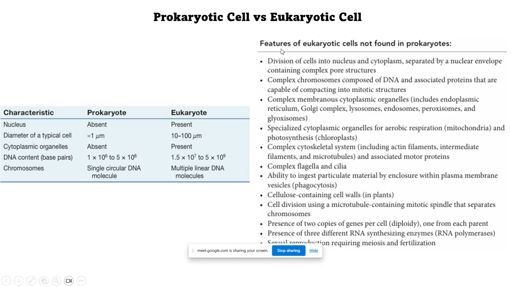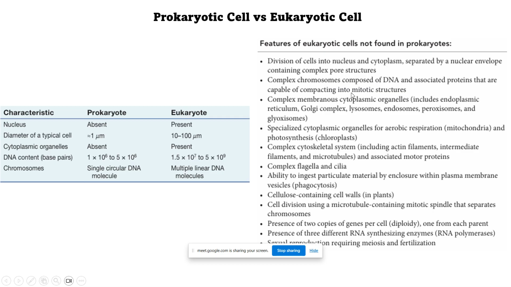Okay. So, the features of eukaryotic cells not found in prokaryotes. First of all, their division of cells into nucleus and cytoplasm takes place in eukaryotes, right? So karyokinesis and cytokinesis all take place in eukaryotes. Then the cytoplasm is separated by a nuclear envelope containing complex pore structures, and complex chromosomes are present.